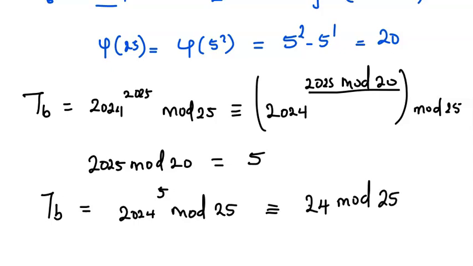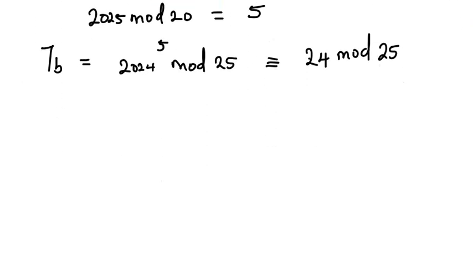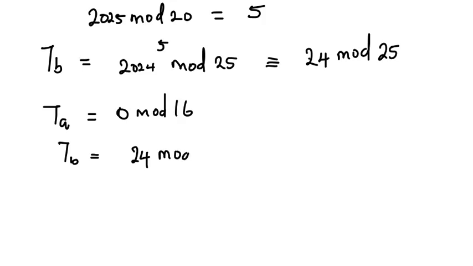Okay, so now we have the following. We get that T of A is equal to 0 modulo 16. We get T of B is equal to 24 modulo 25. So you know our next step now. Our next step is to find the smallest value for x, which has a remainder 0 when divided by 16 and a remainder of 24 when divided by 25.